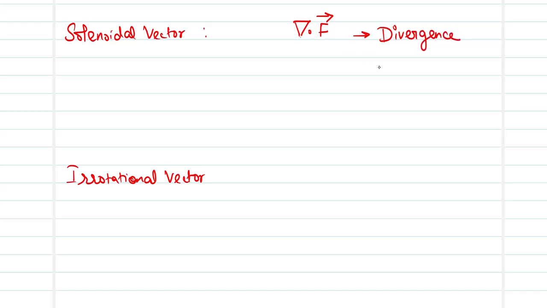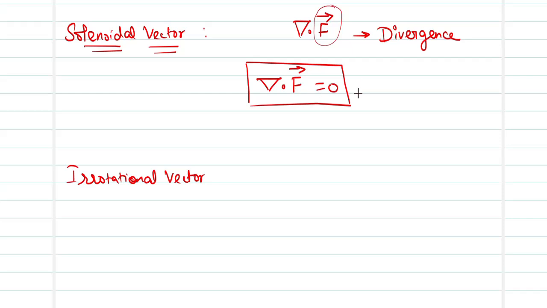And if this divergence vanishes for all the points in a vector field, then such a vector f is referred to as a solenoidal vector, in which case the condition for a solenoidal vector becomes del dot f vector equal to 0. So if I have del dot f vector equal to 0, what do you call this f vector? F vector is called a solenoidal vector.